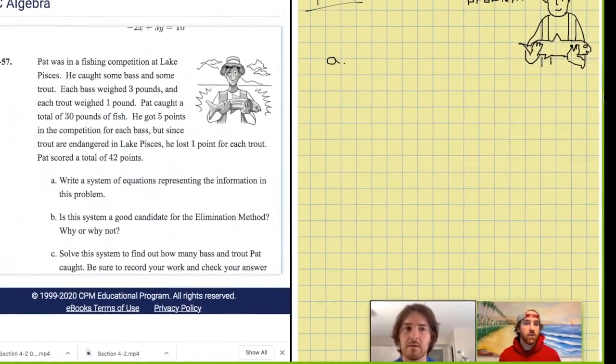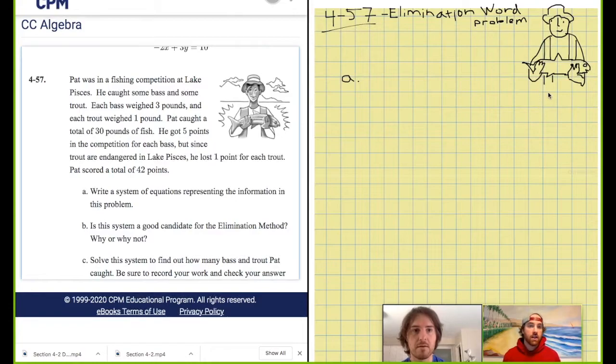Pat was in a fishing competition at Lake Pisces. He caught some bass and some trout. Each bass weighed 3 pounds and each trout weighed 1 pound. Pat caught a total of 30 pounds of fish. He got 5 points in the competition for each bass, but since trout are endangered in Lake Pisces, he lost 1 point for each trout. Pat scored a total of 42 points.